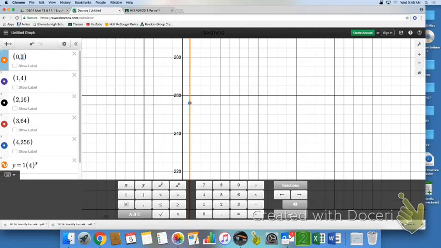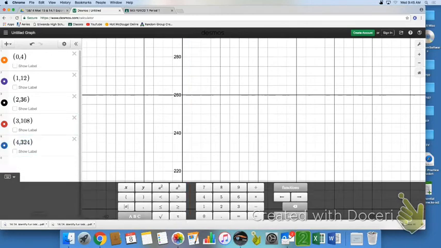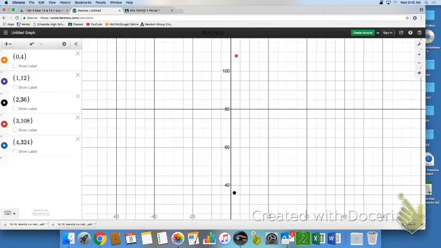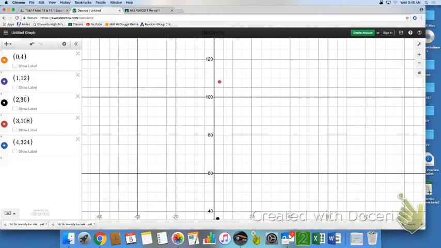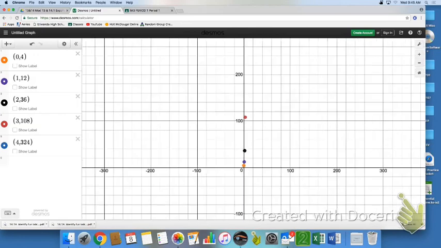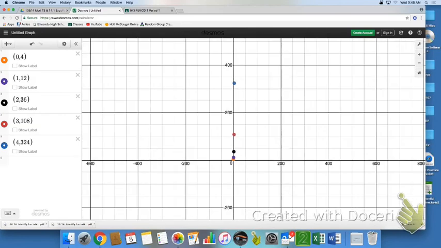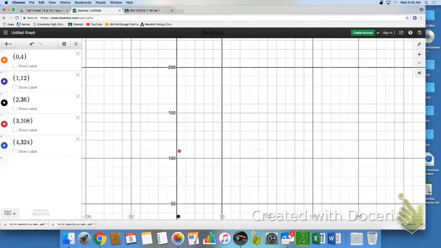All right, 0, 4, 1, 12, 2, 36, 3, 108, and 4, 324. Now, that's not very helpful for you right now because I'm so far up there. There's my 3, 108. In fact, if I zoom out a lot, I have to zoom out a lot to see that last point up there because that one's at 324. So there's my points.